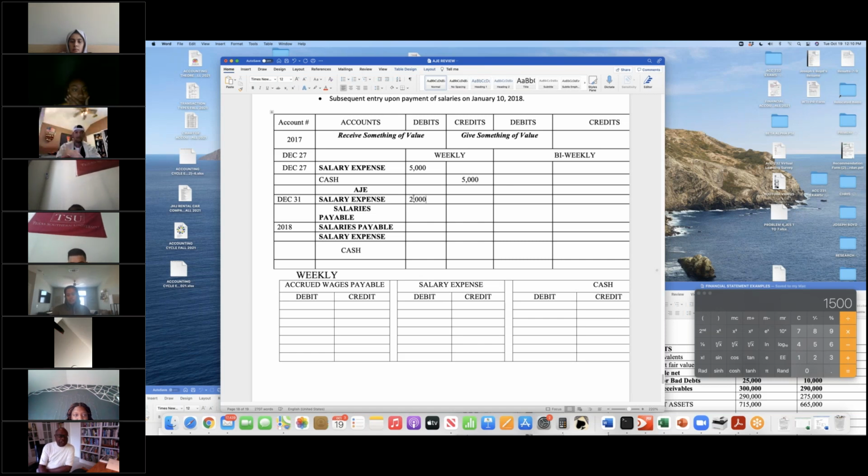So the adjusting entry would be 2,000. Debit salary expense, credit salary payable for 2,000. Remember that the AJE always stays the same. And what's it going to look like when we get into 2018 to pay them? Well, you have to pay them for the 2 days they worked last year plus the 3 days they're going to work at the beginning of the year. But then you're going to keep 5,000. So it's going to be 2,000, 3,000, and 5,000. Sounds good to me.